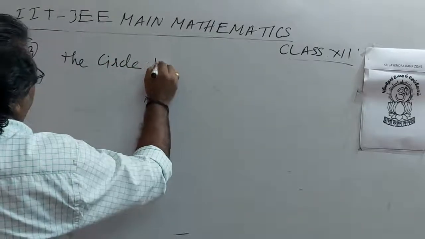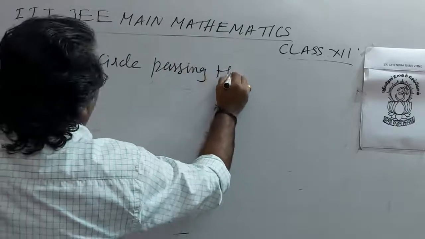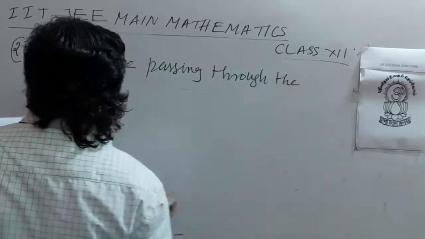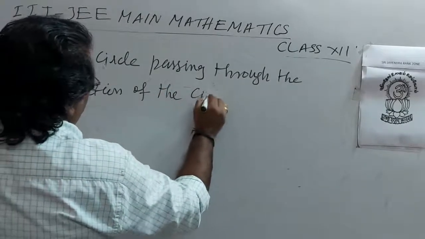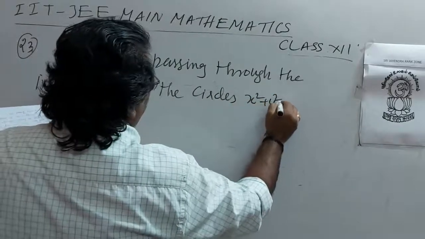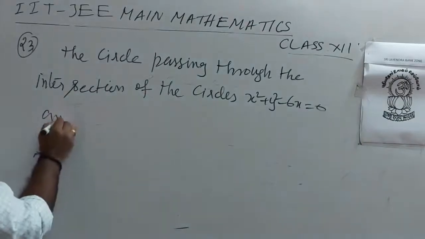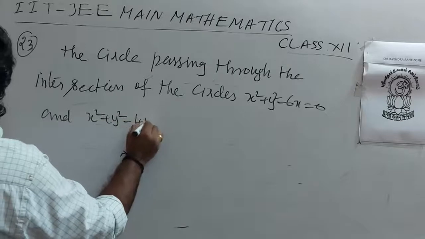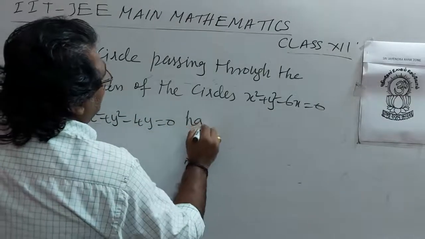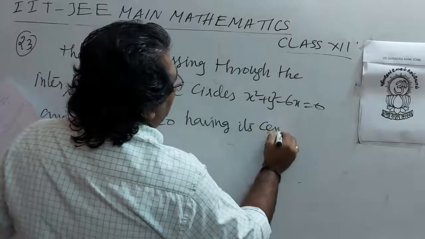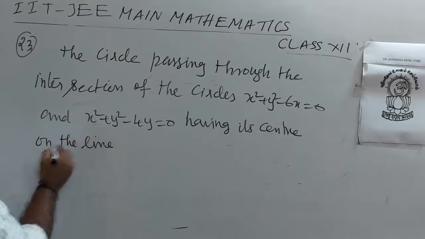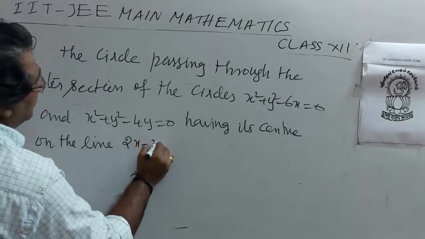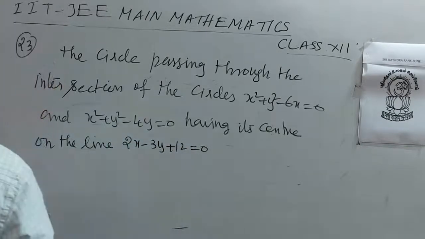The circle passing through the intersection of the circles x squared plus y squared minus 6x equal to 0 and x squared plus y squared minus 4y equal to 0, having its center on the line 2x minus 3y plus 12 equal to 0.